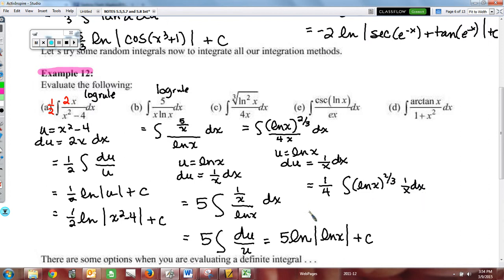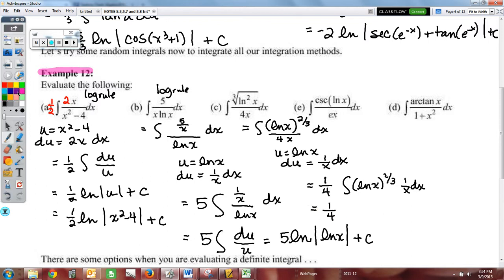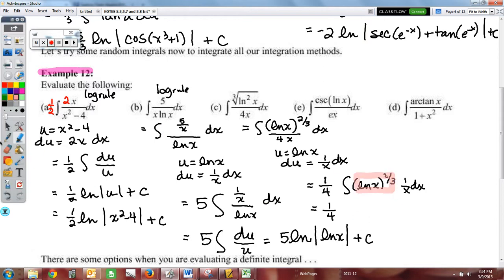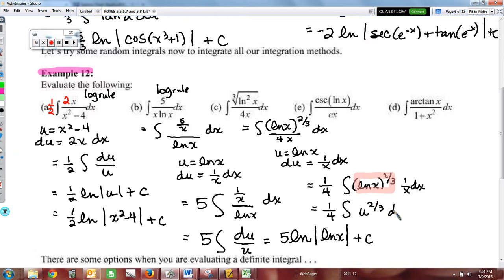And if I do that, hopefully you can see that the box that we're packing everything back into is actually a power function. It's u to the 2/3. So it's u to the 2/3 du. So this one is a power rule, not a log rule problem.